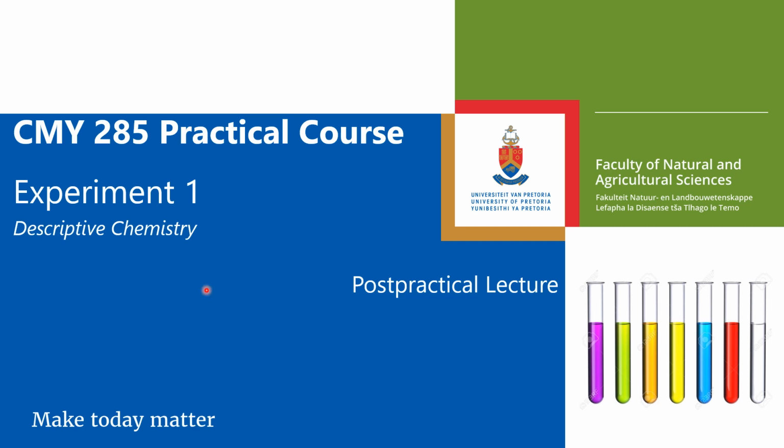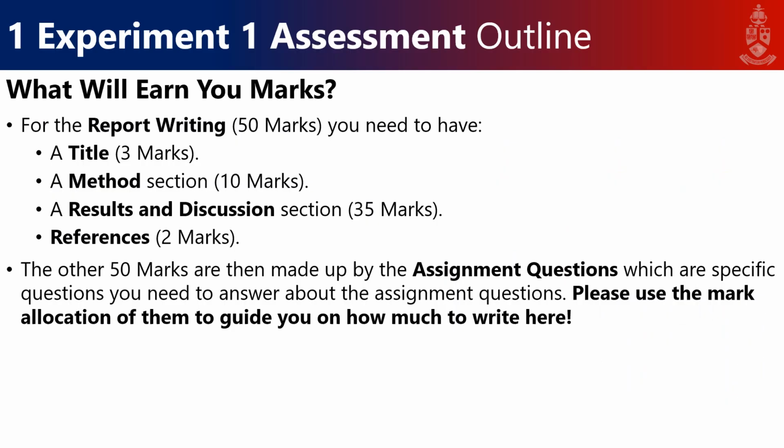Right, so let's speak about what you've done in experiment 1 and what you need to do for your assessment. For the assessment for experiment 1, you will be writing certain sections of the report. As you did in CMY 202, we once again slowly build up your report writing skills, and then in your final experiment, you'll be writing a full report.